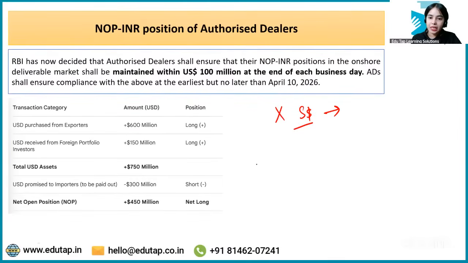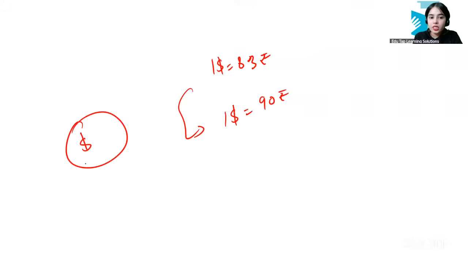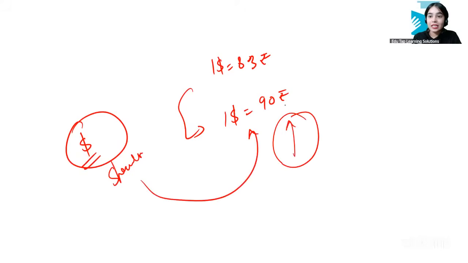What will happen? The demand for dollars is high, the supply of dollars is less, because the banks know that today $1 is equal to 83 rupees, and tomorrow $1 might be equal to 90 rupees. So banks are holding the dollars with themselves for speculative purposes, so that tomorrow when the price goes up, they will sell the dollars then, or maybe they will hold on to the dollars.